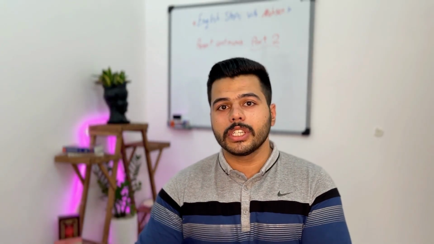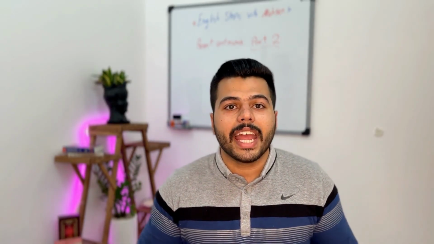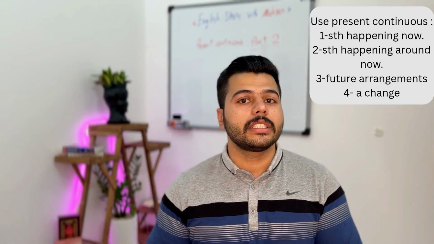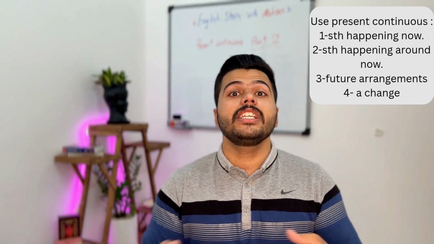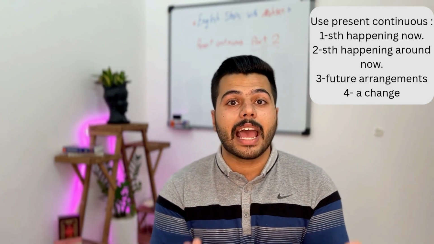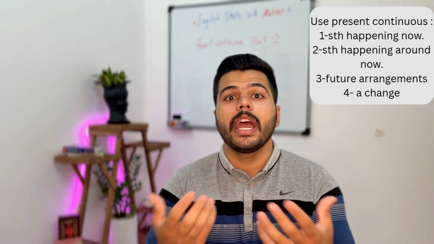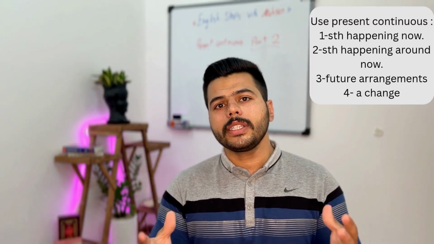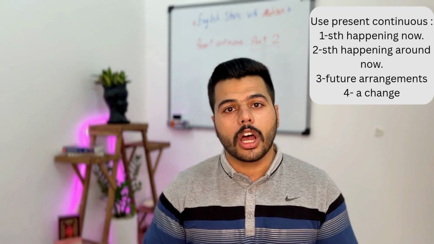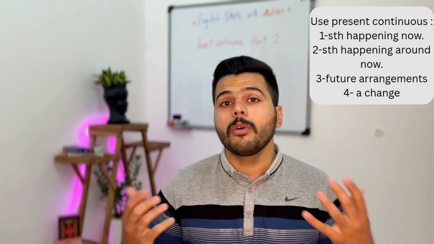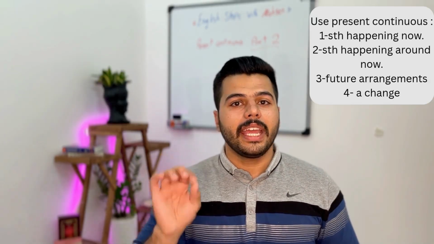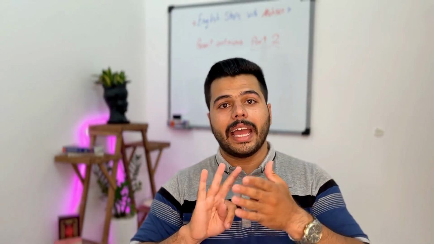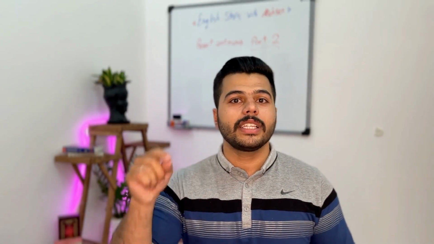We have other uses for present continuous. For example, we can use present continuous to talk about future arrangements. We can use present continuous to talk about something that is not happening now, something that is happening around now, a period of time around now, like this year, this month, this summer. And we also can use present continuous tense to talk about a change. For example, the weather is getting colder and colder. We will learn 4 uses of present continuous. 1 in the previous video and 3 more uses of present continuous in this video.